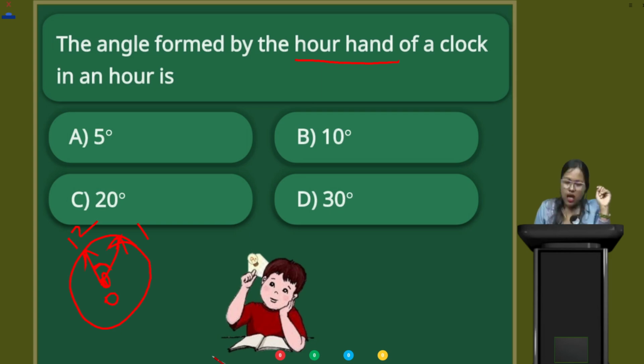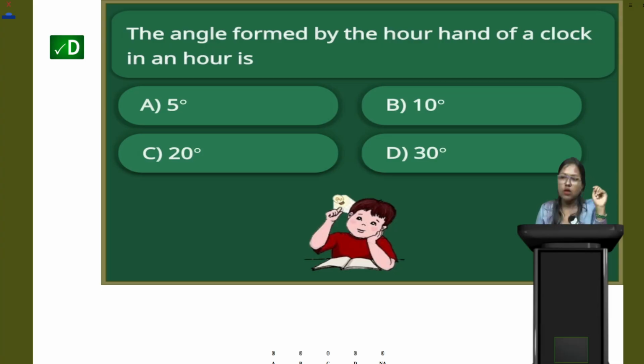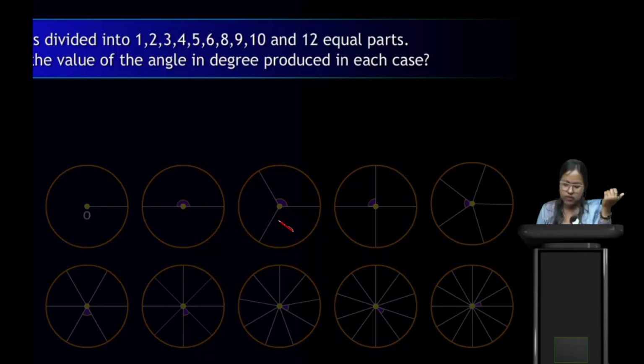Okay, your time is up. Okay, you all are correct. Option D is the correct option. What we know, in 1 hour, how much angle it formed at center? 30 degree. So 30 degree is the answer.